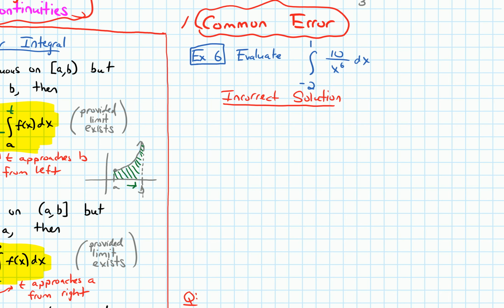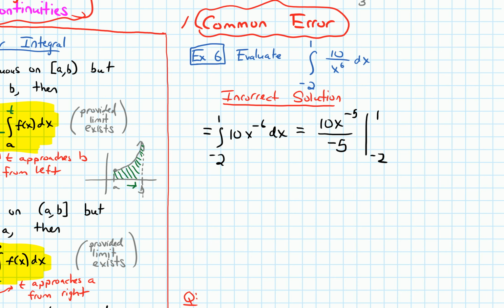So I see this integral from -2 to 1. And with 10 over x to the 6th, I can take the antiderivative of that if I first write it as 10, bring x to the 6th up to the numerator. So that'll be x to the -6. And then use the reverse power rule. So we'd get 10 x to the -5, and then divide by that new power. So divide by -5. And then vertical line, 1, and then -2.